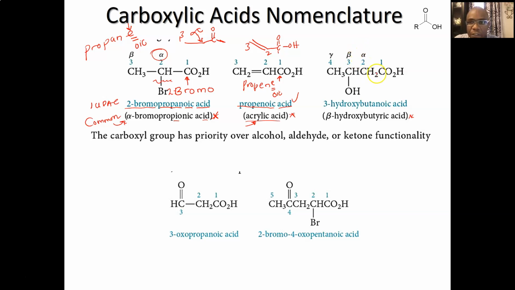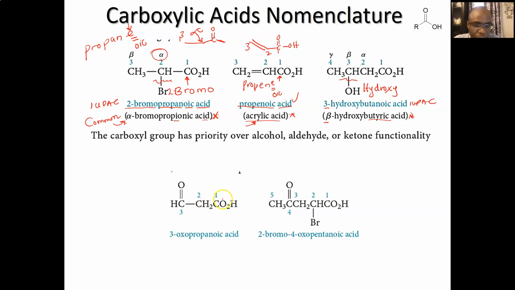Alright, next, again prioritize this carbon 1, 2, 3, 4. The OH becomes the substituent. It's on the third carbon or the beta carbon. So when OH is a substituent, it's called hydroxy. So it's 3-hydroxybutanoic acid because there's 4 carbons on the longest chain, otherwise called 3-hydroxybutyric acid. See, the common names usually tend not to follow rules, so it's very hard to remember them. You might want to memorize them. That's why I'm not going to test you on those. I'll want the IUPAC.